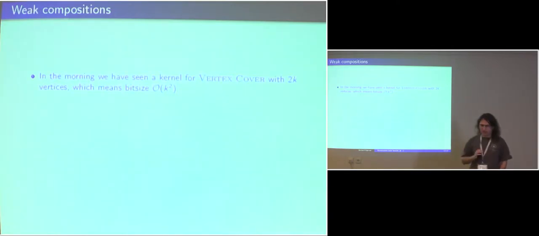So let me now talk a little bit about weak compositions, another variant of composition. In the morning we have probably shown that there was a kernel for vertex cover which had 2k vertices. This was the one that was via the LP tools. So this kernel can be encoded in k-square bits, by just encoding the matrix. So this is a kernelization into bit size k-square.